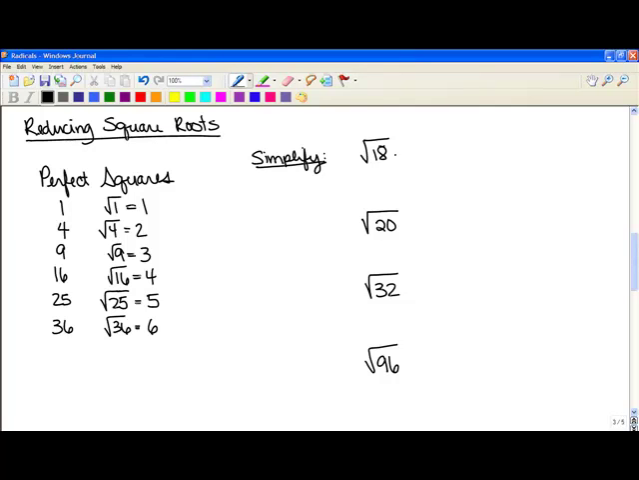So let's look at the square root of 18 first. What perfect square goes into 18? Well, that would be 9, and 9 times 2 is 18. So we could separate this out and write the square root of 9 times the square root of 2. But we know the square root of 9 is 3, and we do not know the square root of 2 off the top of our heads, so we're going to leave that alone. So our simplified form would be 3 times the square root of 2.